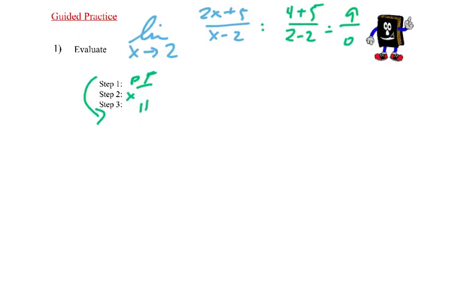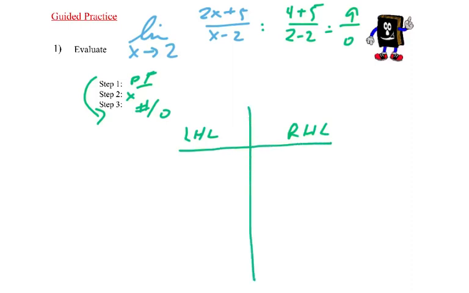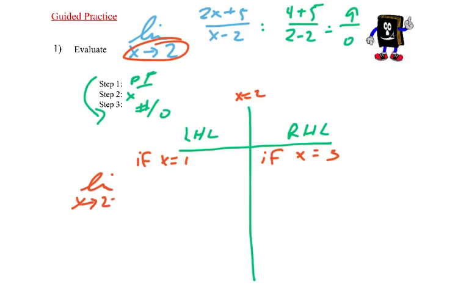So I'm going right to step 3, which is what we use when we get a number over 0. All right, so same thing that we did last time. We're going to split this up into a left-hand limit and a right-hand limit. And since x equals 2 is what I'm initially approaching, I'll just write x equals 2 here. Directly to the left of 2 is x equals 1. And directly to the right of 2 is x equals 3. So those are the two x values that we're going to be plugging in to find our left-hand and right-hand limit. So I'm going to evaluate my left-hand limit. And so that means that I'm going to plug in 1 into my original function.